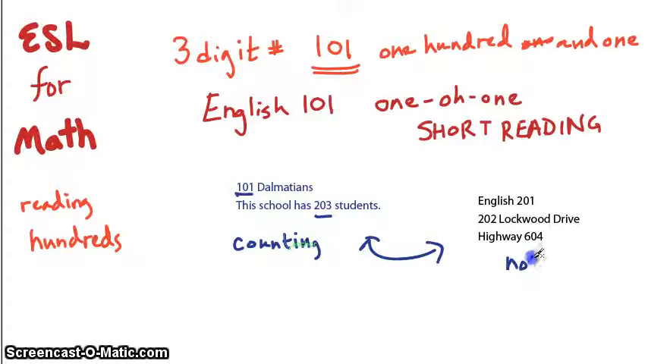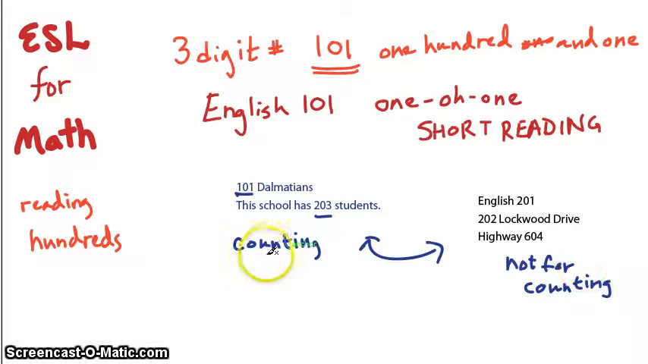Here I am not using these numbers for counting. In fact, if you take English 101, that would be the first English course that you took, or English 201 might be your second or third English course that you took. You wouldn't take 200 English courses before you got to English 201. Okay, English 201 is just the name of the English class. In the same way, 202 Lockwood Drive is just the number that we put on the house. It's not that there's 201 houses before that, or 603 highways before we get to Highway 604. These numbers are just used as names. They are not used for counting.